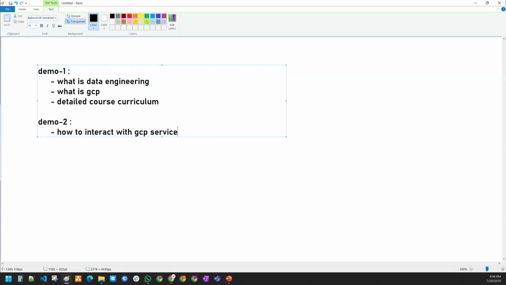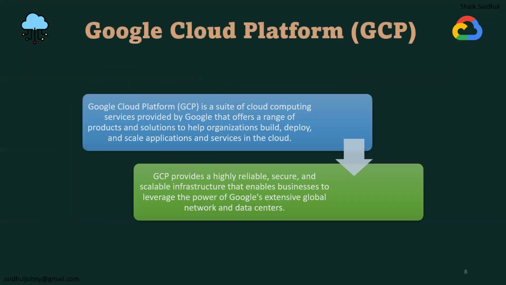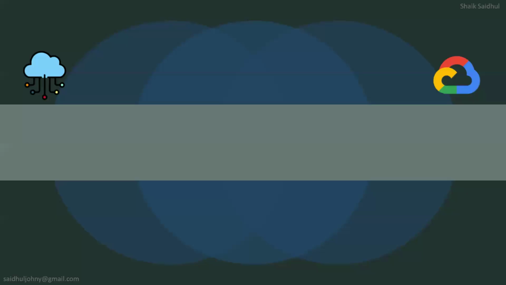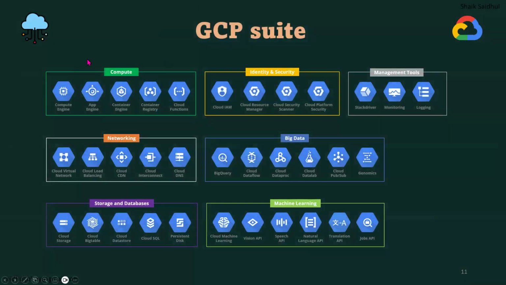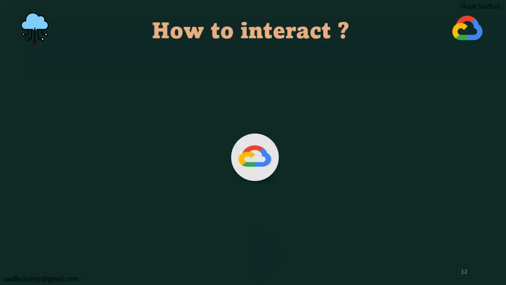We already know that Google Cloud Platform is one of the leading cloud providers. It provides you a plenty of services, such as, like you can see here, compute services, identity and security services, management tools, networking services, big data services, storage and database services, and machine learning services.